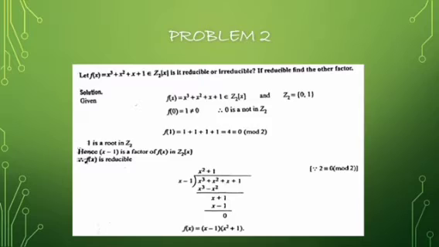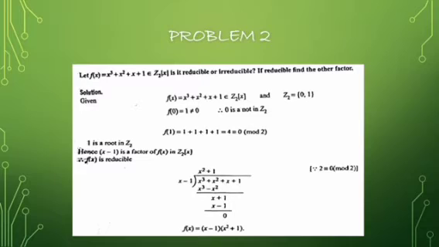f of x is equal to x cube plus x square plus x plus 1, which belongs to Z2 of x. As I mentioned earlier, Z2 is a set which contains two elements, 0 and 1. So I substitute 0 first. What will I get? 0, 0, 0, 1, which is not equal to 0. Therefore 0 is not a root. Are you able to understand? 0 is not a root in Z2.